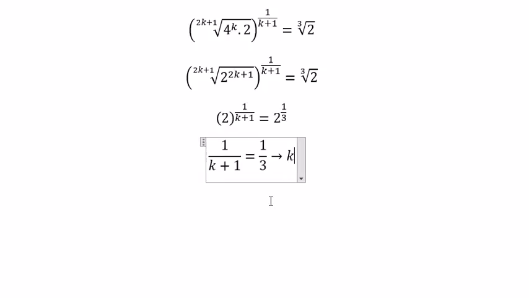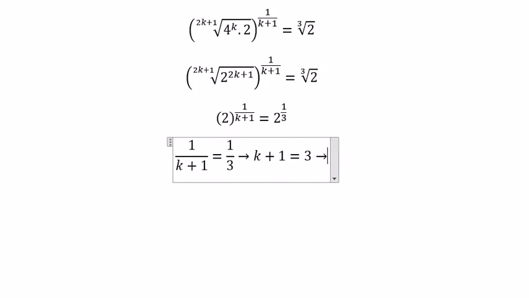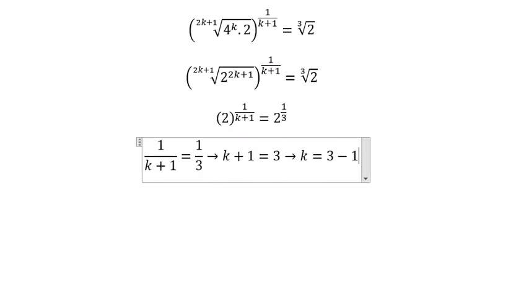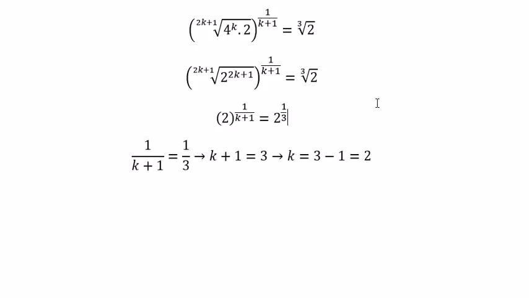k plus 1 equals number 3, so we get k equals 3 minus 1, you get number 2. That's the end.